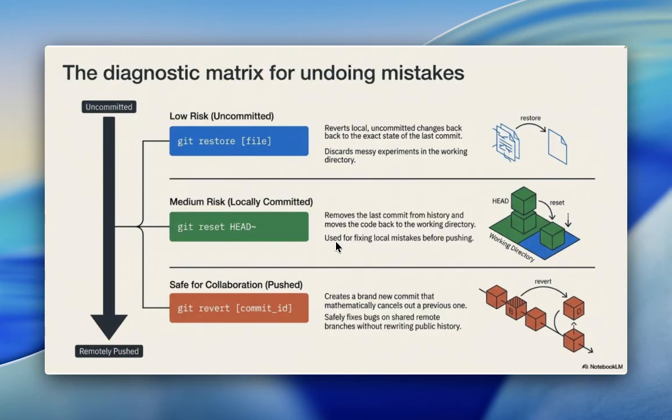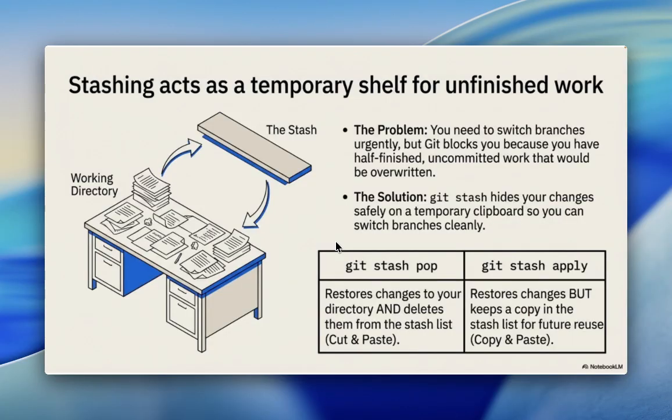The diagnostic matrix for undoing mistakes. Uncommitted, low risk: git restore reverses local uncommitted changes back to the exact state of the last commit. Discard a messy experiment in the working directory. Medium risk, locally committed: git reset HEAD removes the last commit from history and moves the code back to the working directory, used for fixing local mistakes before pushing. Safe for collaboration: git revert creates a brand new commit that mathematically cancels out a previous one. Safely fixes bugs on shared remote branches without rewriting public history.